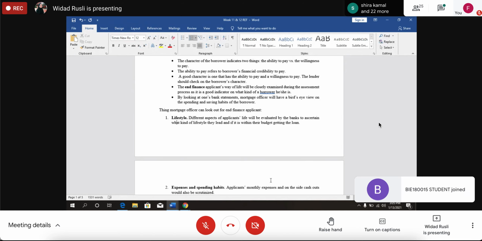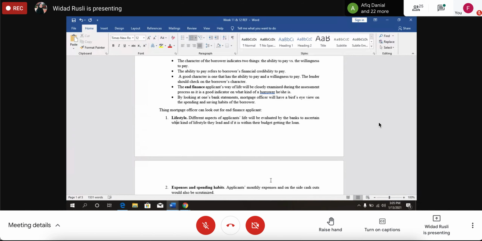My explanation is almost the same as Wahida's, because a good character is the one who is willing to pay and has the ability to pay. That's my answer. Good. Your answer is as good as my lecture notes, which is very good. Cut and paste. No. It doesn't mean that you get 10 over 10 if you cut and paste like that.